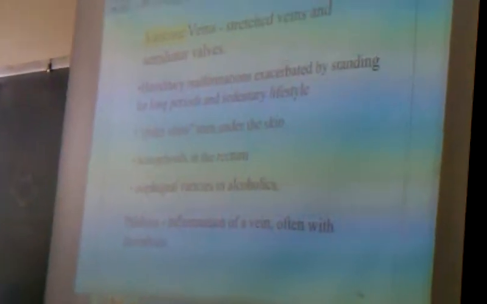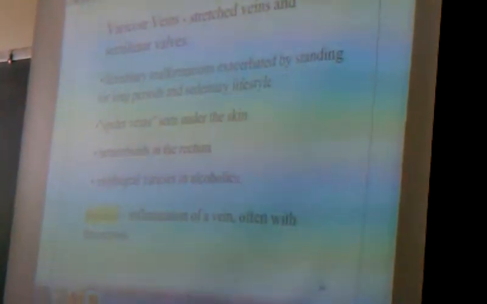There's another condition called phlebitis. You see the I-T-I-S, inflammation of, and then phleb refers to veins. If somebody is going to become a phlebotomist, they're going to learn how to draw blood, and you usually draw it from veins. So phlebitis is an inflammation of a vein.